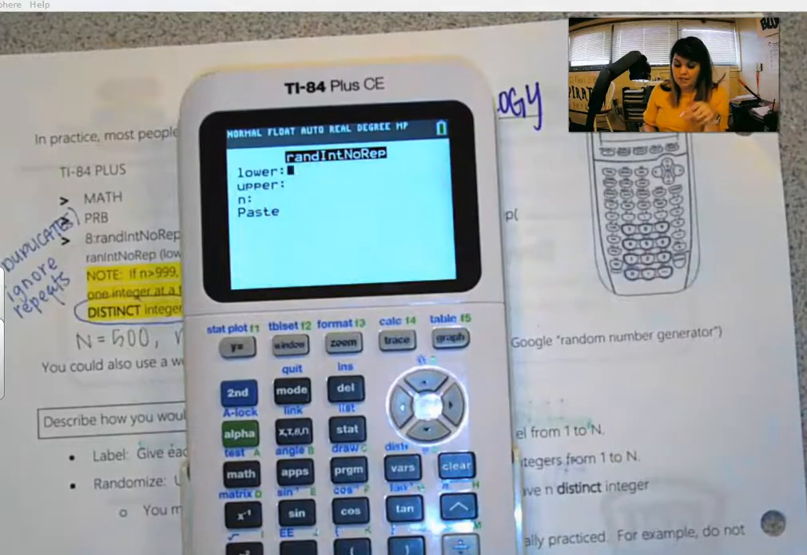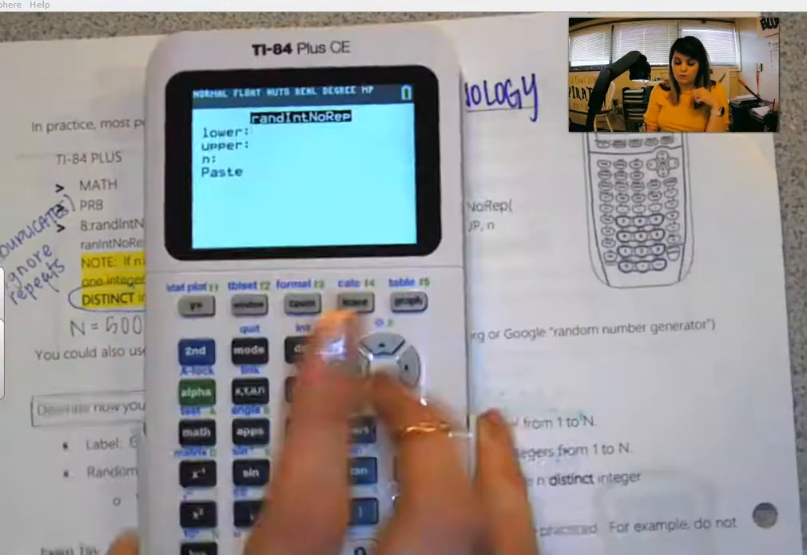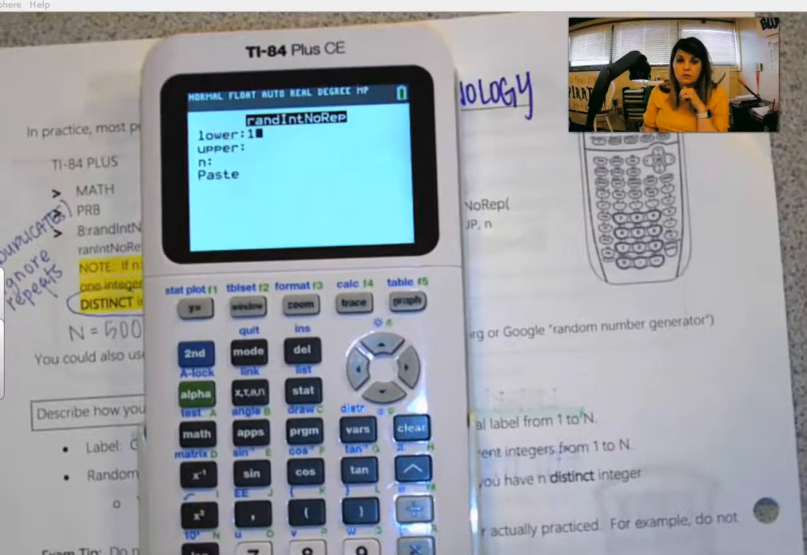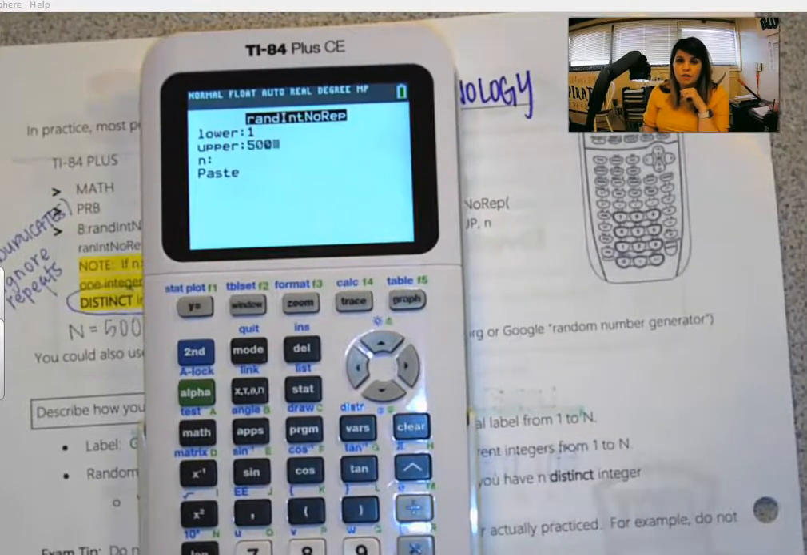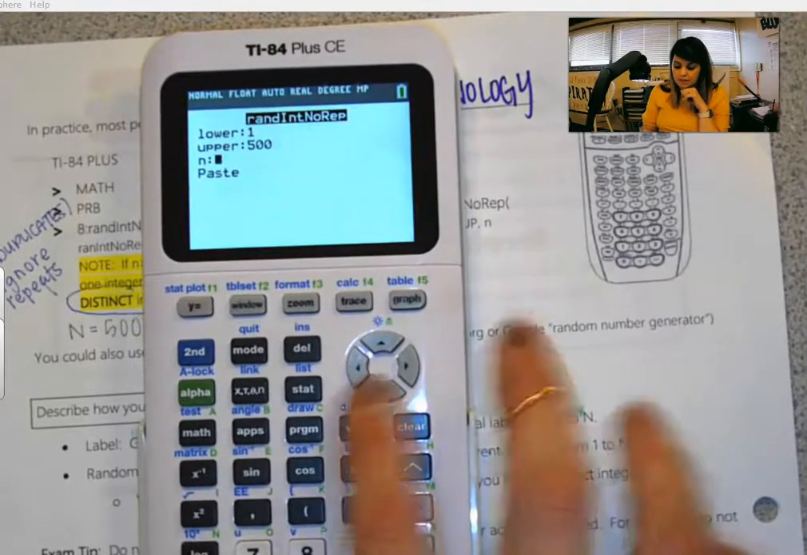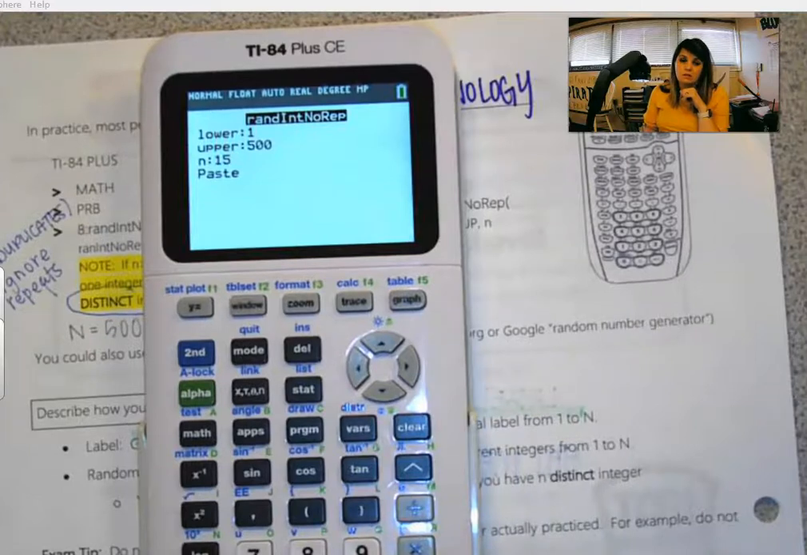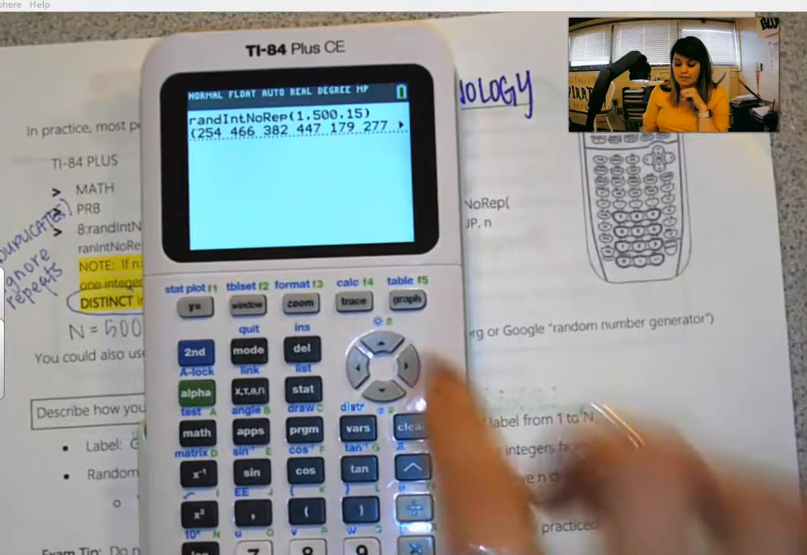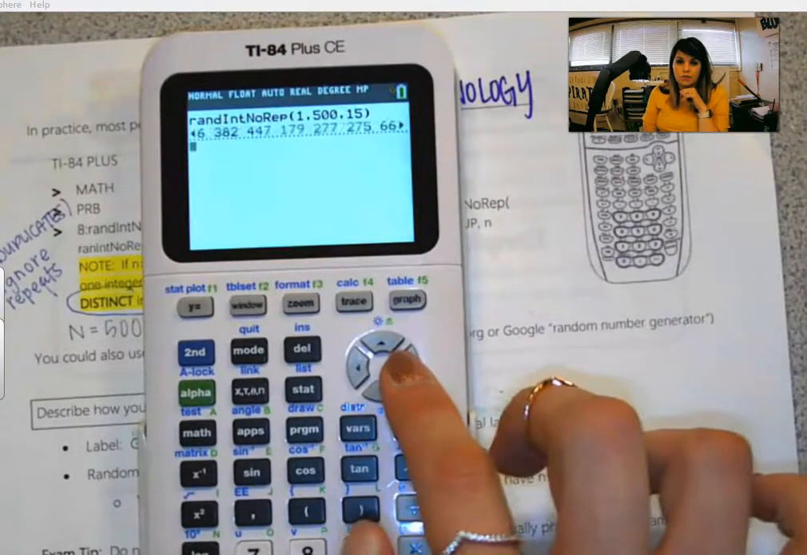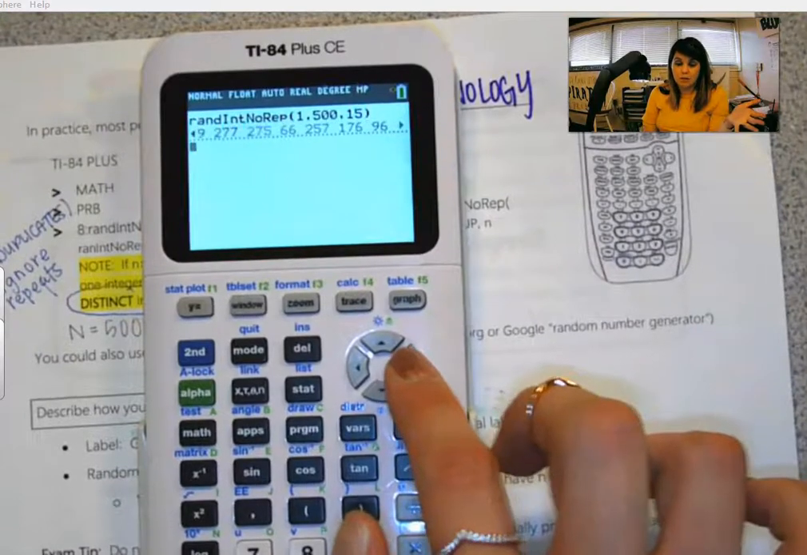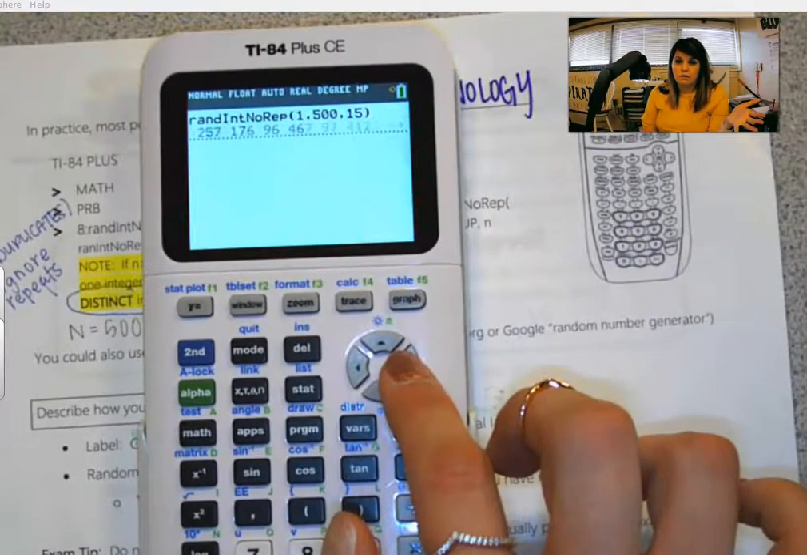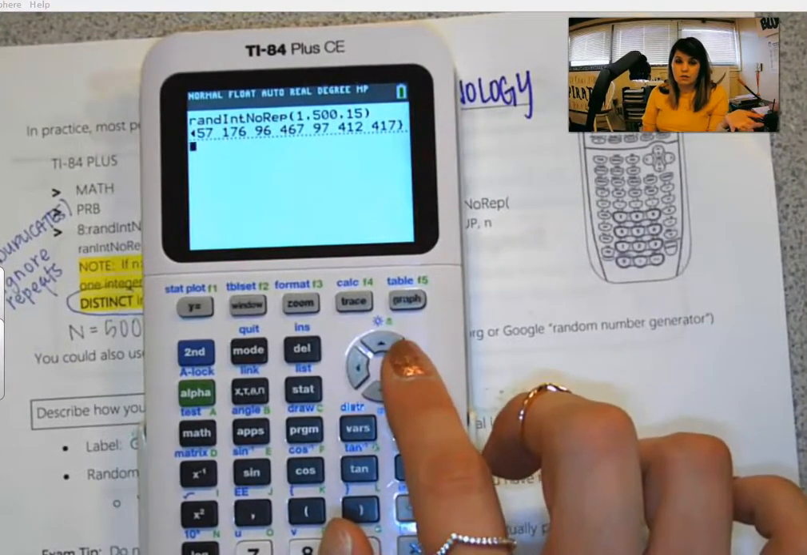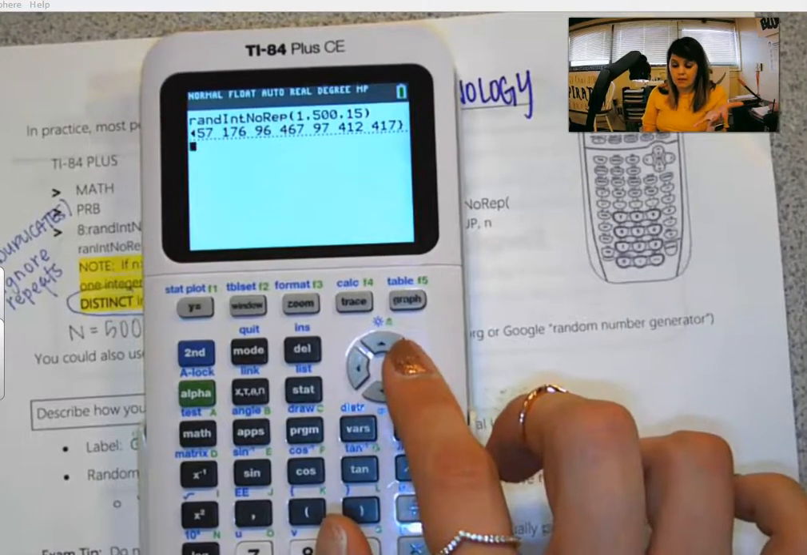So for this example we were doing, we would fill in 1 to 500. I need 15 students. Enter, enter, enter. And then this is your sample. This is now only 15 numbers, and these are your 15 students in your sample.